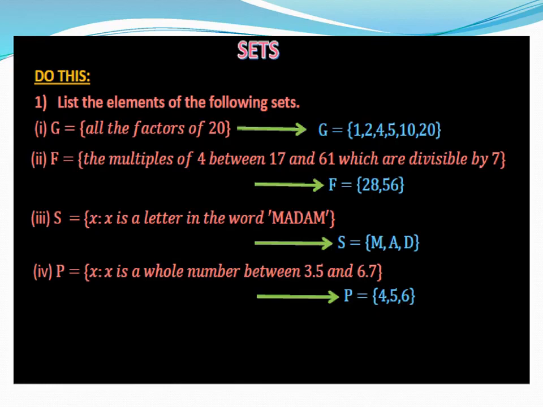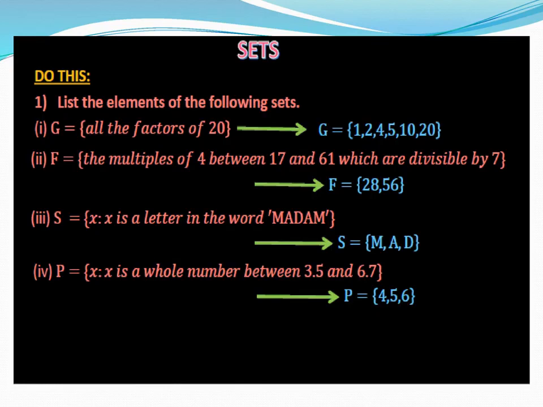And second, F is a set of multiples of 4 between 17 and 61 which are divisible by 7. You can write multiples of 4 in between 17 and 61. There are so many multiples, but you can write the multiples of 4 that are all divisible by 7. So what are they? 28 and 56, because 28 is a multiple of 4 and divisible by 7, and also 56 is a multiple of 4 and it is divisible by 7. Then we will write the set F equal to the set of 28, 56.